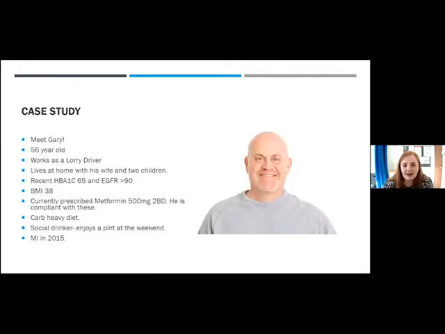And then lastly, we've got Gary. Gary's 56. He works as a lorry driver. He lives at home with his wife and 2 children. His HbA1c was 65 and his EGFR was above 90. His BMI is 38, and he's currently taking metformin, 500 milligrams, 2 twice a day, and he has very good compliance with these. He has a carb-heavy diet, and he does enjoy a pint at the weekend, but this is a social pint, it's no binge drinking. And it is also worth mentioning that he has had an MI in 2015.